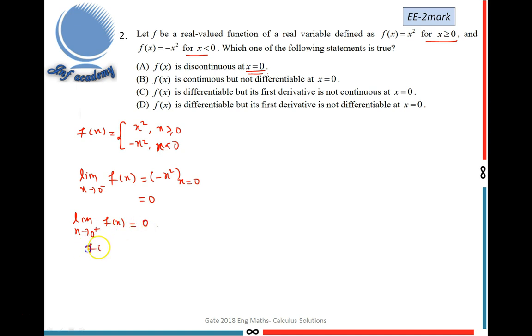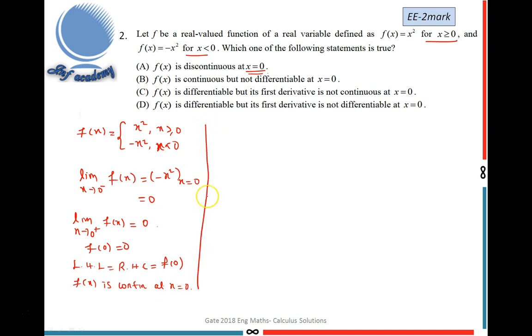f of 0 is also 0. At x equal to 0, the condition is x square; put 0, we get 0. These three values are equal: left hand limit equal to right hand limit equal to f of 0. So f of x is continuous at x equal to 0.